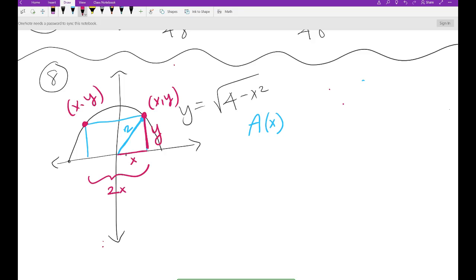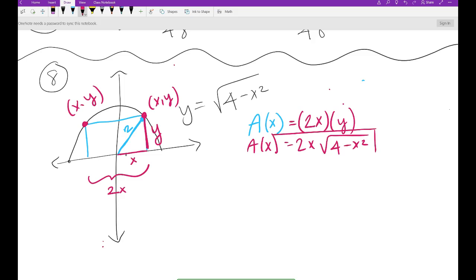Beautiful. Area is length times width. My length for this whole thing is 2x. The width is y. I cannot keep y. I have to get rid of y. But do you know what y is? That's right. And guess what? You are done. Is that similar for the rest of the questions? That was part A.